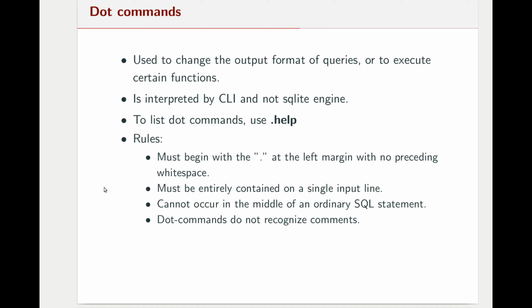We will now see what it means to use a dot command inside the SQLite3 shell. These are helper commands that are offered by the shell, and the SQLite engine is in no way responsible for interpreting the commands. These are basically convenience features to change the output format of queries or to execute certain functions. So for starters, to list the dot commands, you can issue .help.